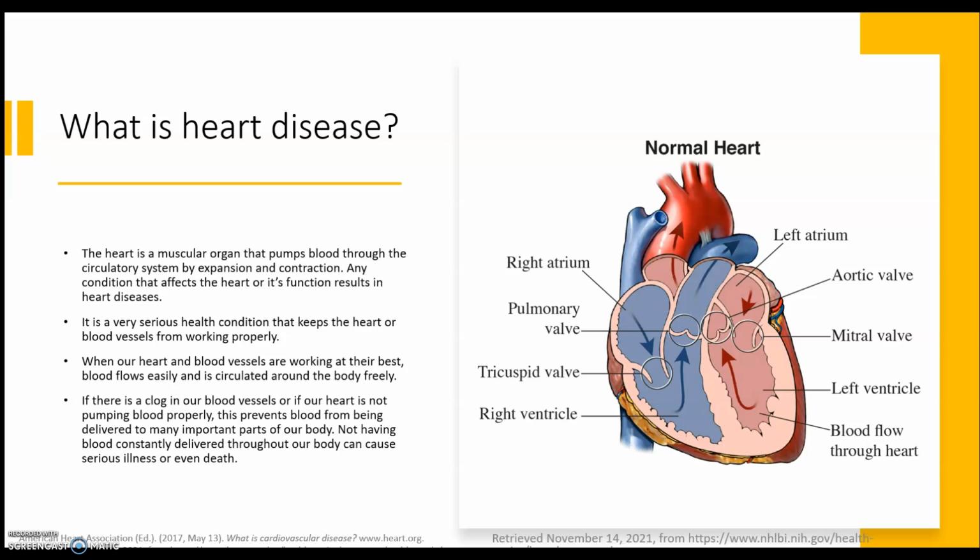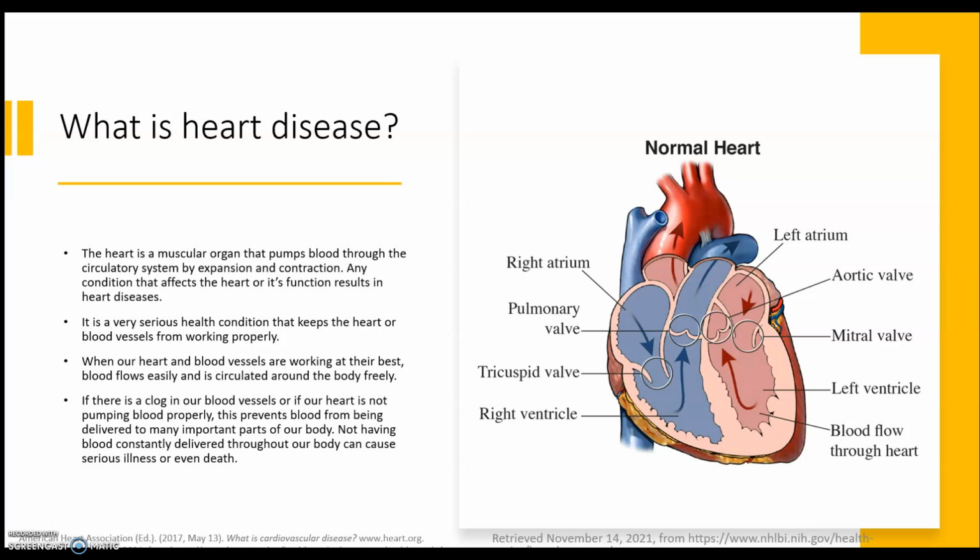What is heart disease? The heart is a muscular organ that pumps blood through the circulatory system by expansion and contraction. Any condition that affects the heart or its function results in heart disease. It is a very serious health condition that keeps the heart or blood vessels from working properly.